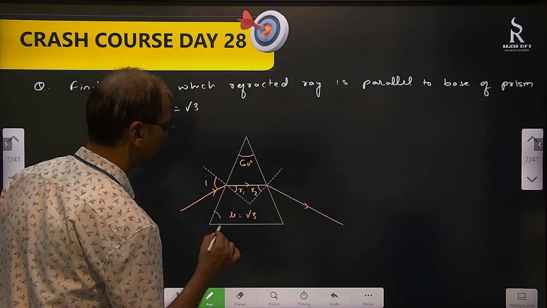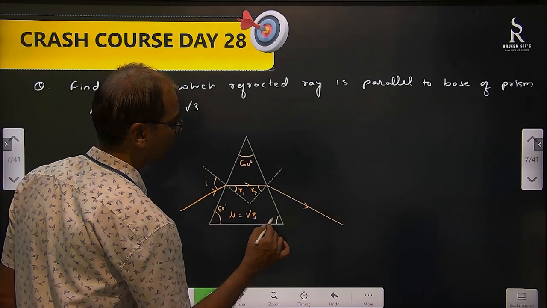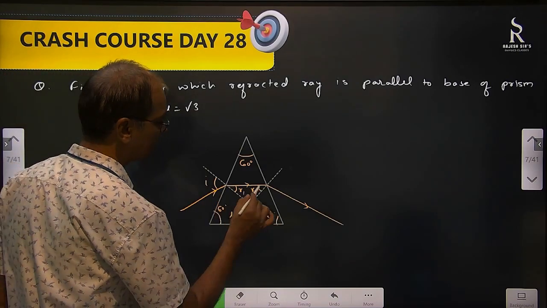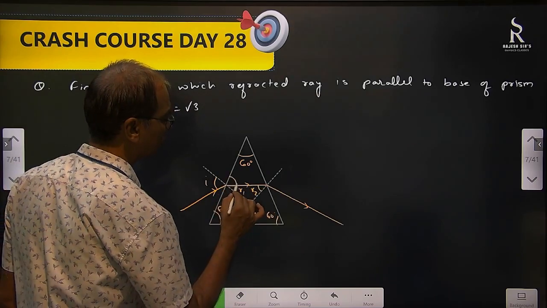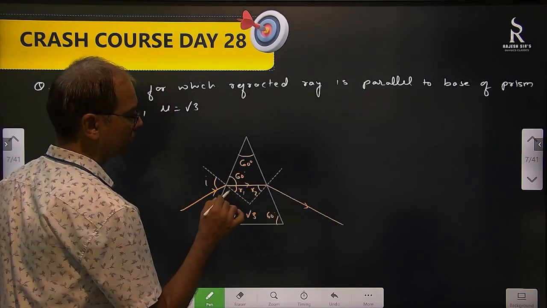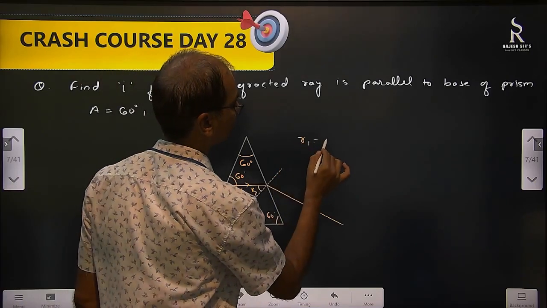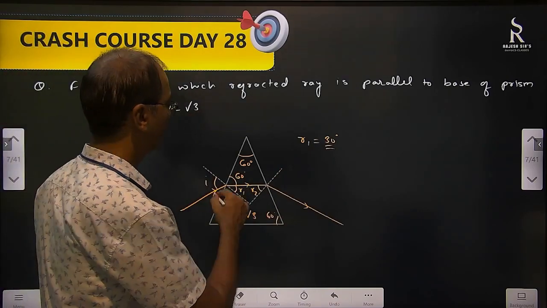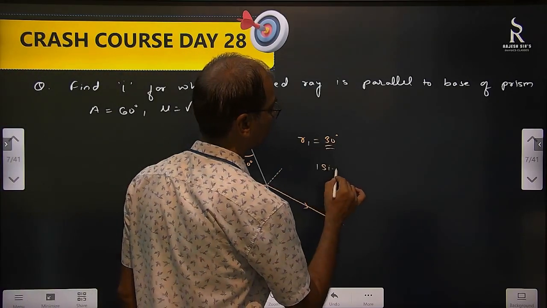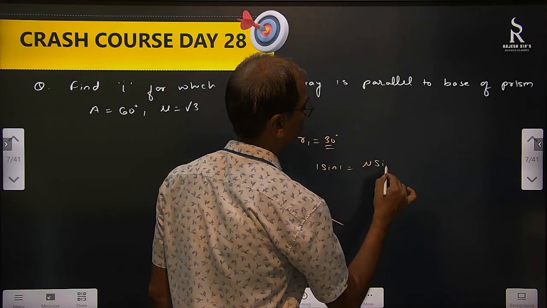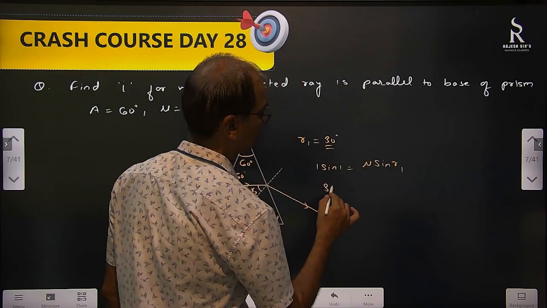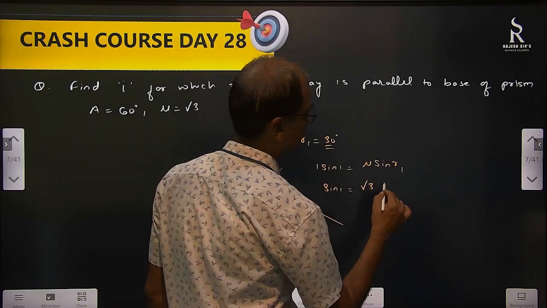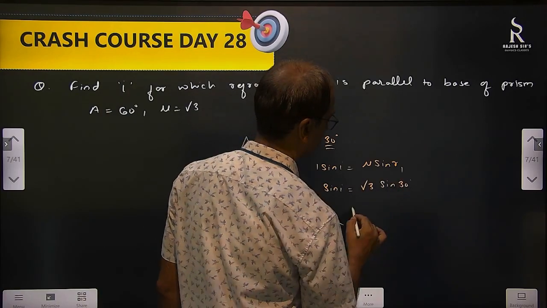Maybe it's an equilateral prism. If this is 60 and this is also 60, then we can solve it. If this is 60 and he says this is parallel to the base, then this is also 60. And if this is 60, that means R1 will be 30. So if R1 is 30, then our work is over. We will apply Snell's law here: 1 sine I equals mu sine R1. Sine I equals root 3 times sine 30. So the I value is coming 60.